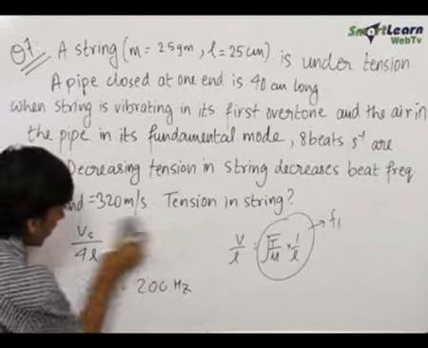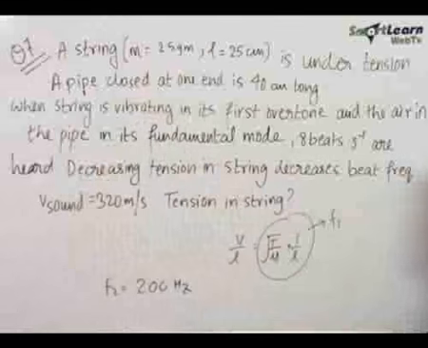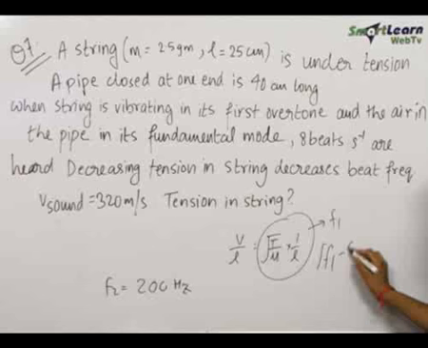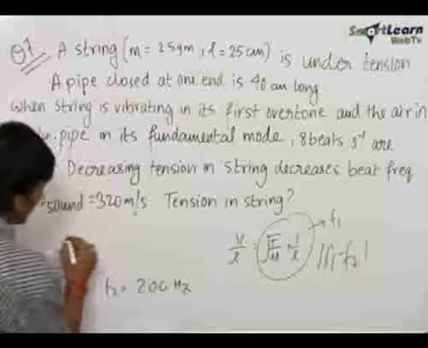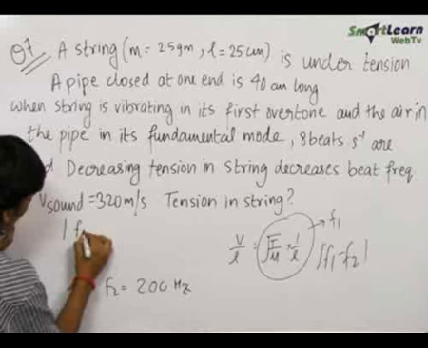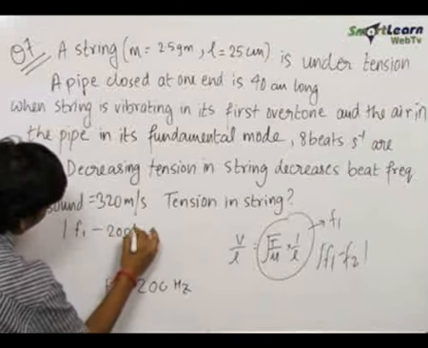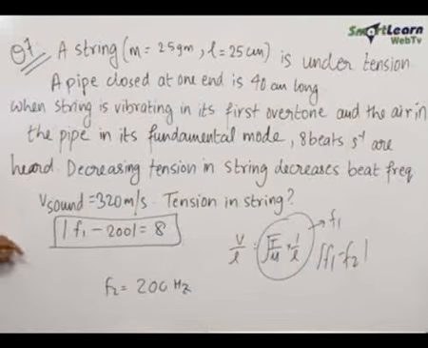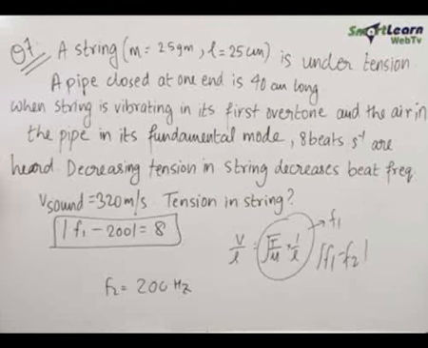Now, be very careful over here. It is given that beat frequency is 8 beats per second. Now, beat frequency is modulus of F1 minus F2. It is not F1 minus F2, it is modulus of F1 minus F2. Therefore, we know that modulus of F1 minus 200 is equal to 8. This is the information we have. Now, F1 can be either 192 or it can be 208.